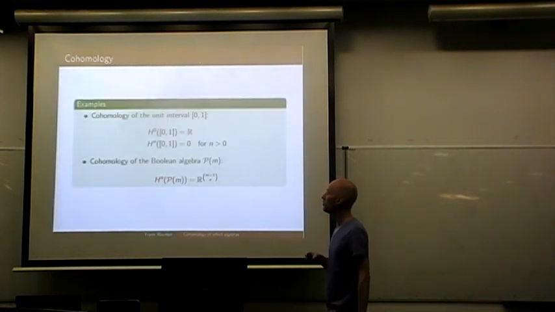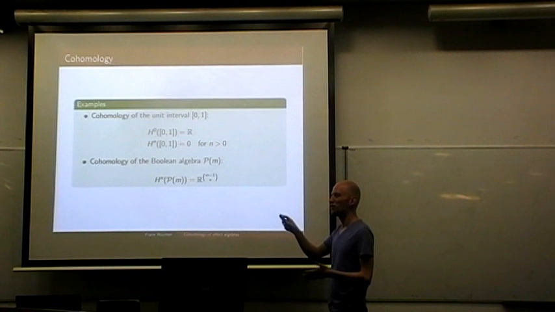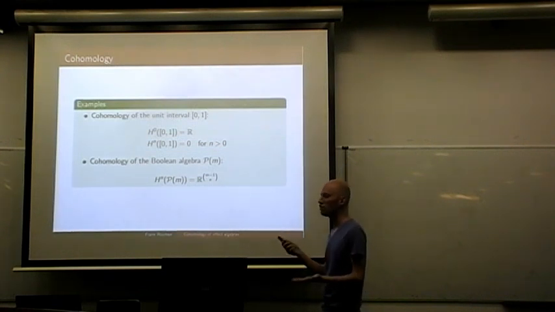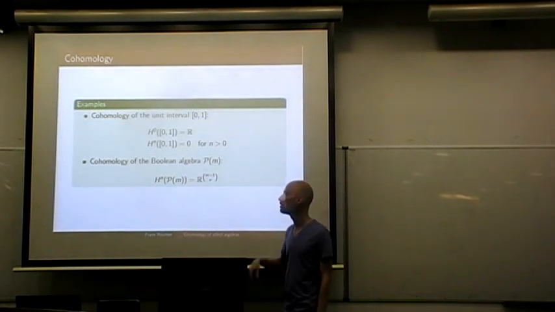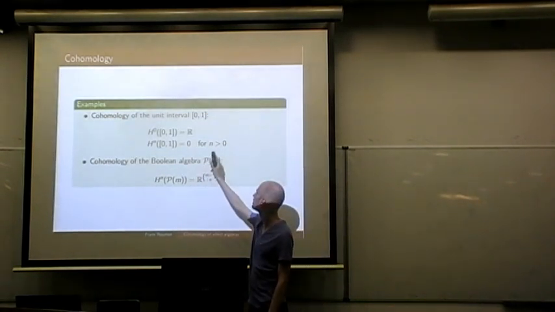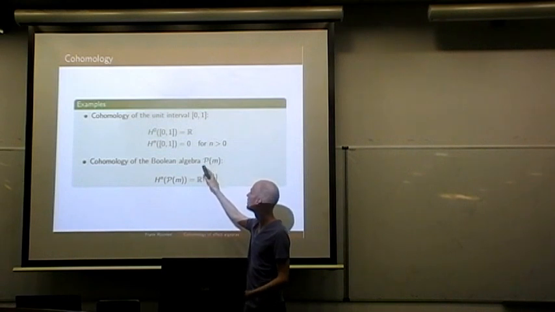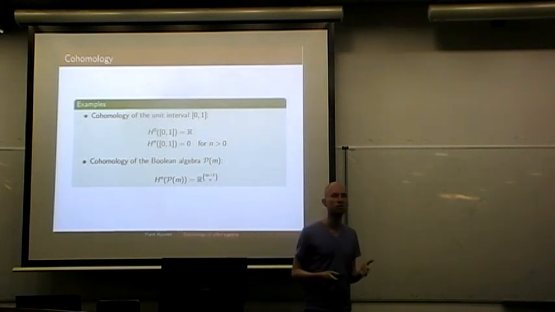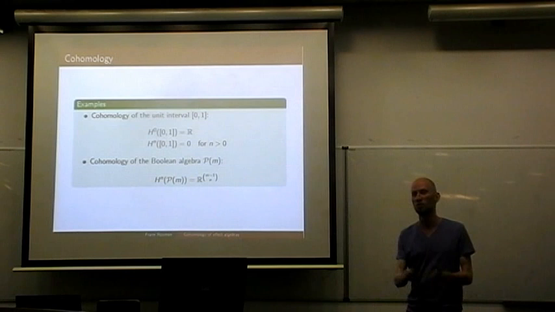So let's look at an example. The simplest example of an effect algebra was the unit interval [0, 1], and it also turns out that its cohomology is very easy. So in degree 0, its cohomology is the real numbers, R, and in all higher degrees it's 0. So this is actually one of the easiest sets of cohomology groups that you could get.